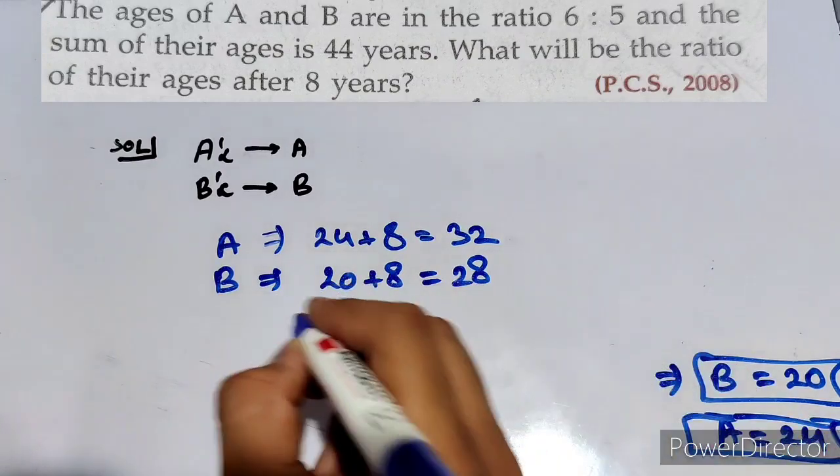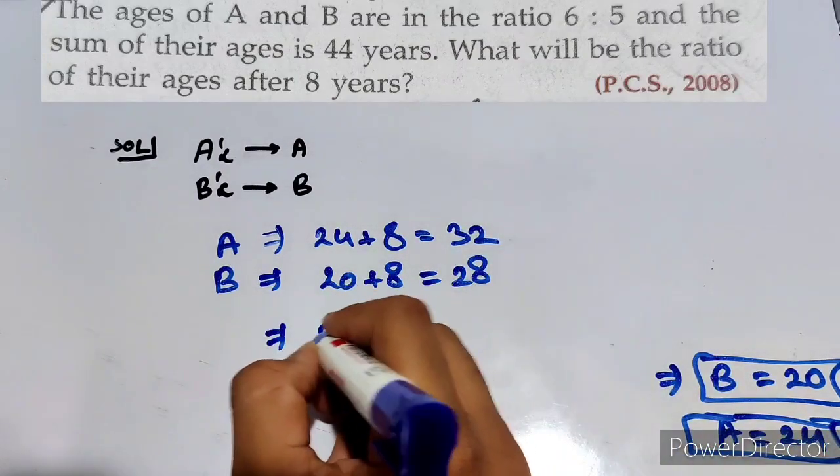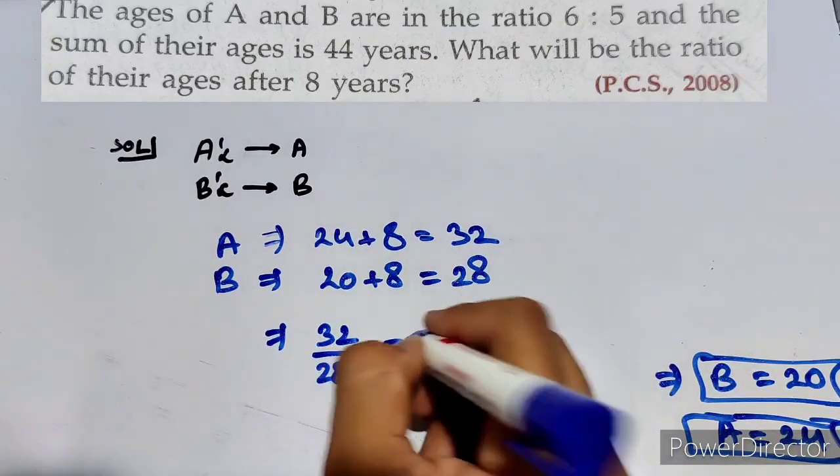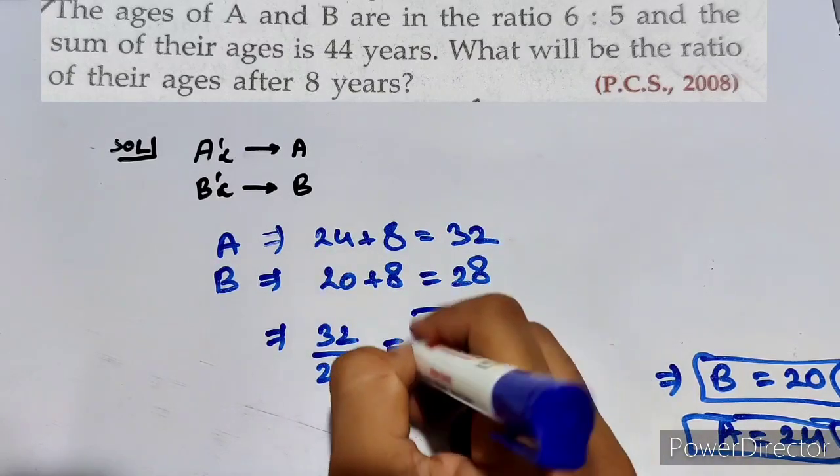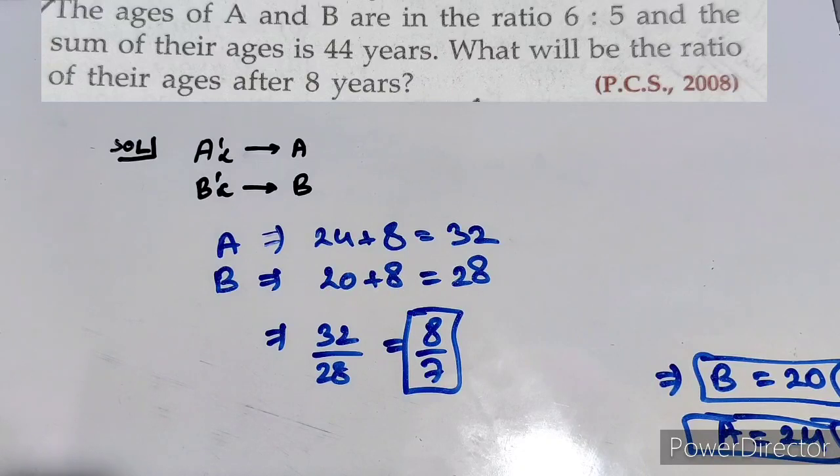So we are asked the ratio of these two. It will be 32 by 28. We can divide it by 4 to simplify it. It will be 8 by 7. So our answer is 8:7. So hopefully the solution is also clear to you guys.